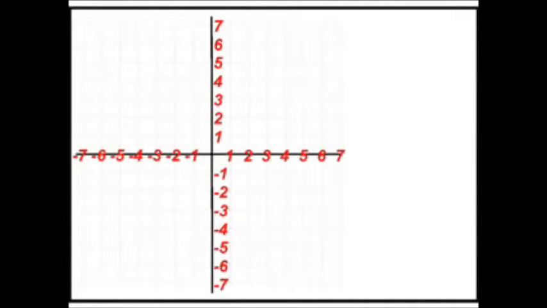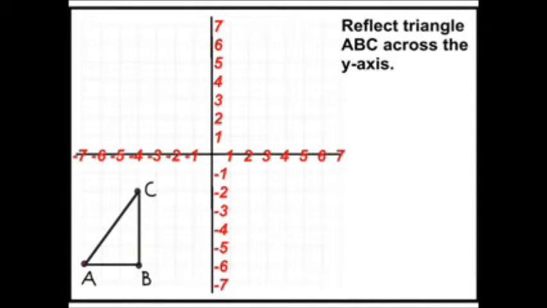We have a triangle ABC that we have to reflect across the y-axis. There's a couple of different methods for achieving this. One method is to simply use the coordinate plane itself to do the reflection. Before reflecting this object across the y-axis, let's make sure we first know where the y-axis is.